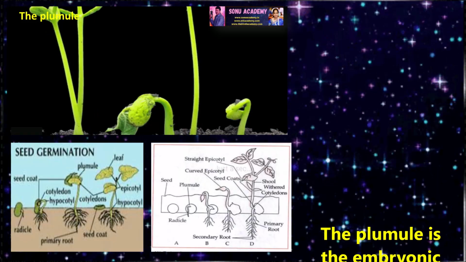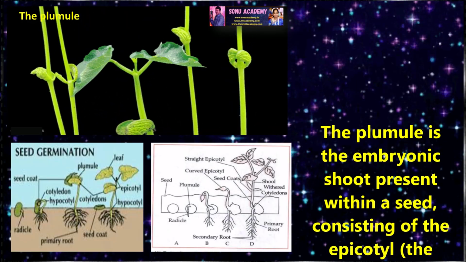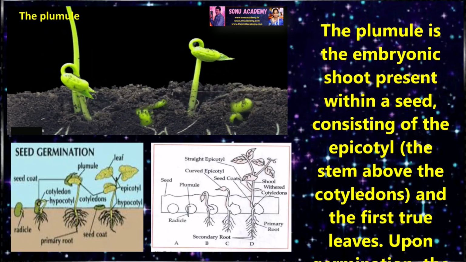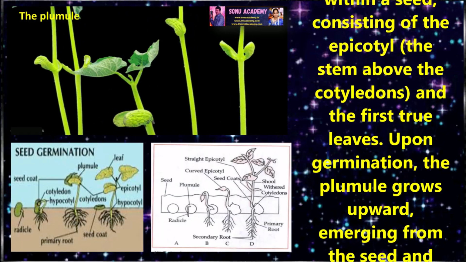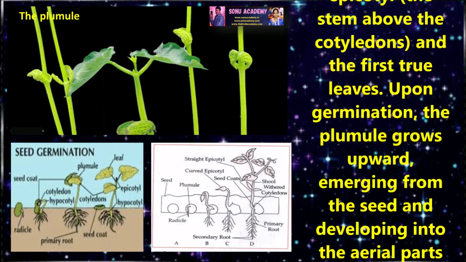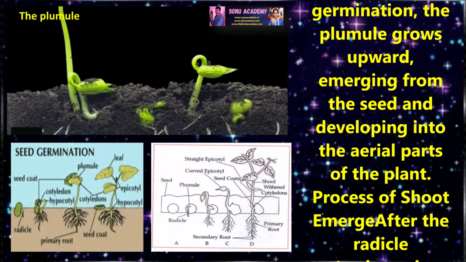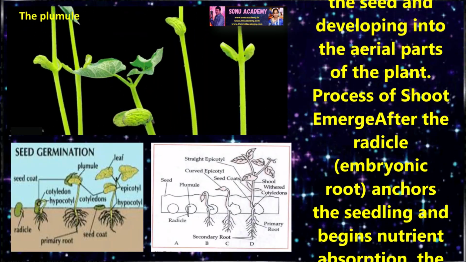Children, let us discuss the fourth stage of seed germination, which is called the plumule. The plumule is the embryonic shoot present within a seed, consisting of the epicotyl, the stem above the cotyledons, and the first true leaves that appear on it. Upon germination, the plumule grows upwards, emerging from the seed and developing into the aerial parts of the plant.